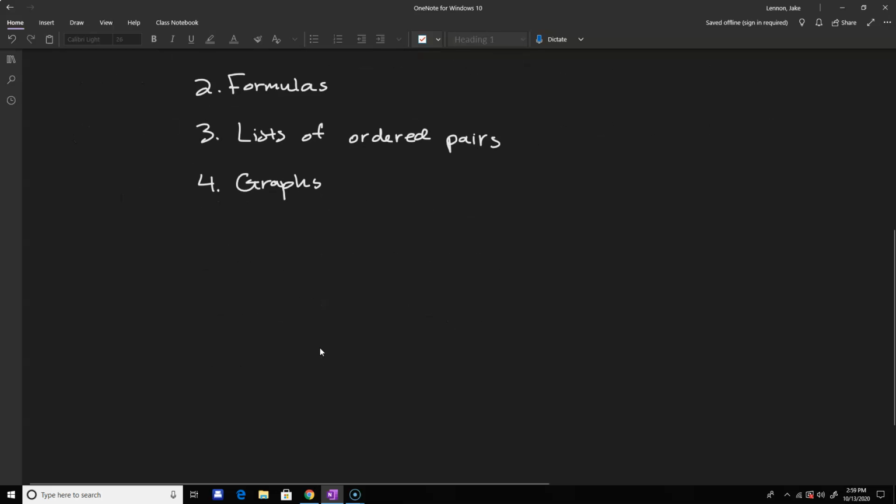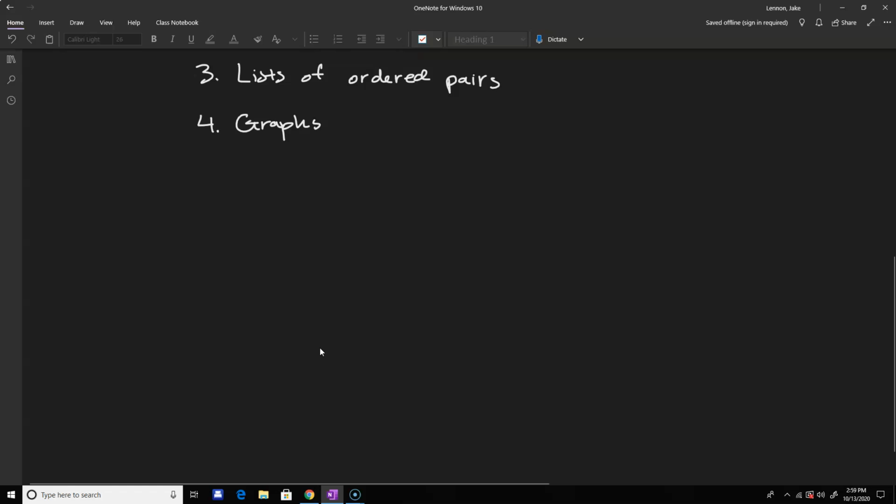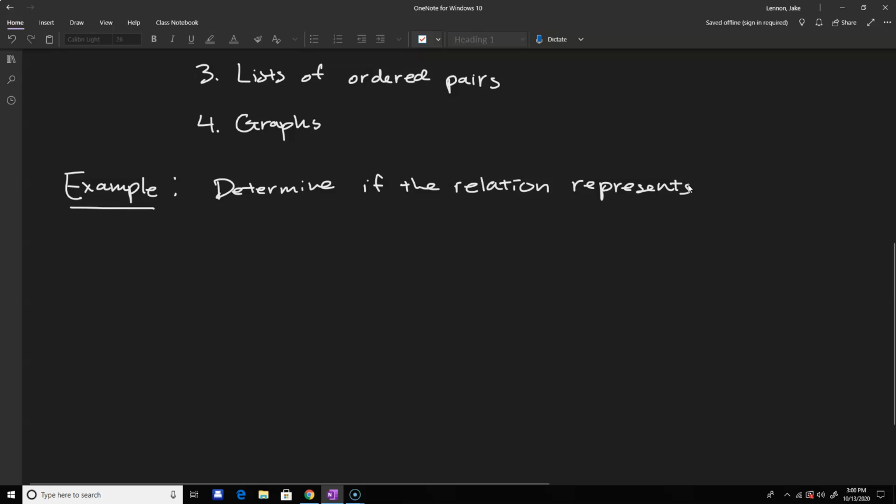Okay, so let's get back to that definition. A function is a rule which assigns to each input exactly one output. So in this example, we just want to determine if a bunch of lists of ordered pairs is a function. So determine if the relation represents a function. And a relation is just a fancy word for a set of ordered pairs. And we can ask what are the domain and range of each.